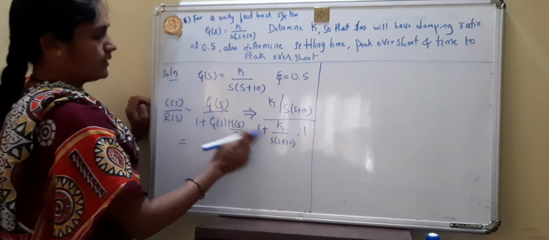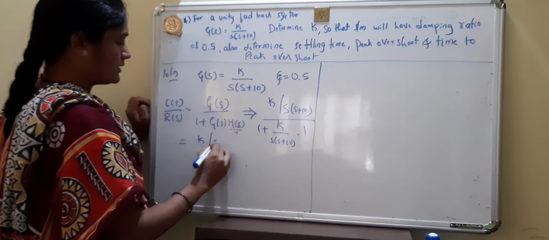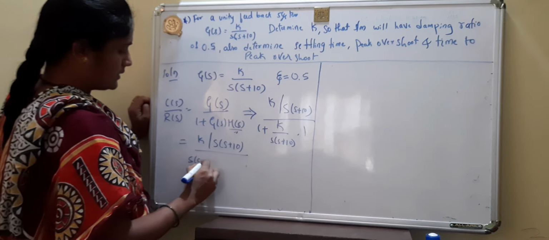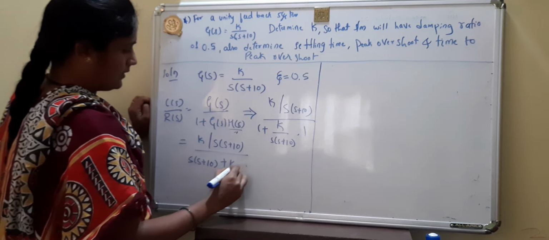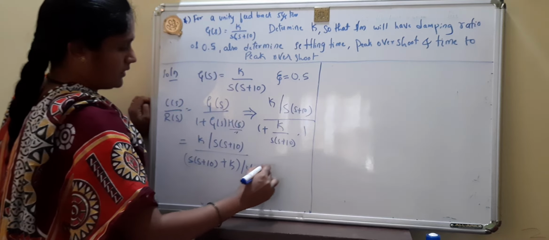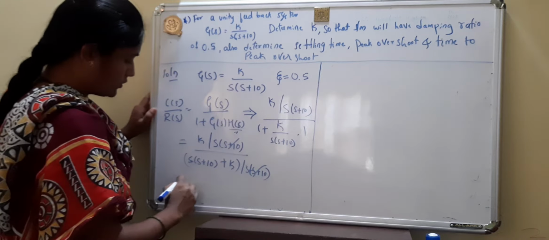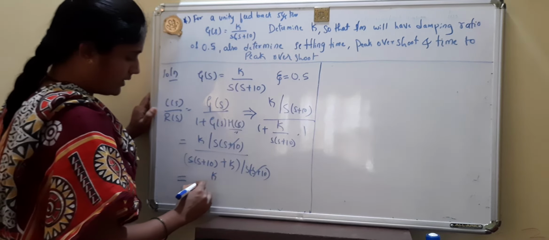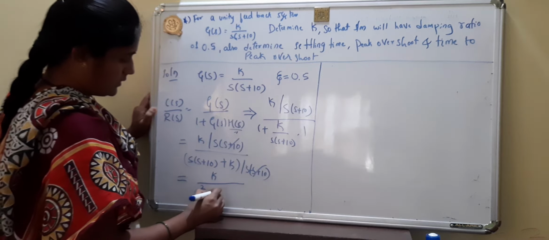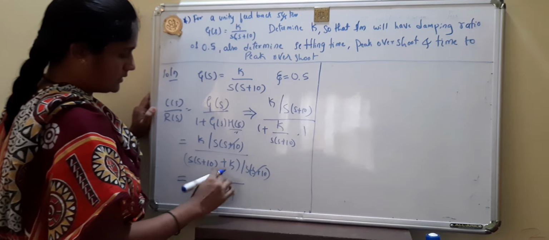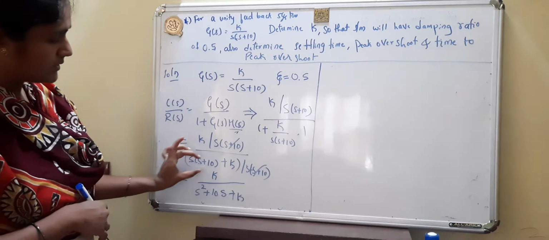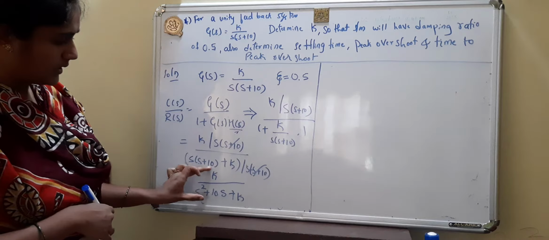Okay, take the LCM: K divided by s into s plus 10, divided by s into s plus 10 plus K, whole divided by s into s plus 10. This term and this term cancel, so simplify. This is our simplified equation, that is K divided by s square plus 10s plus K.